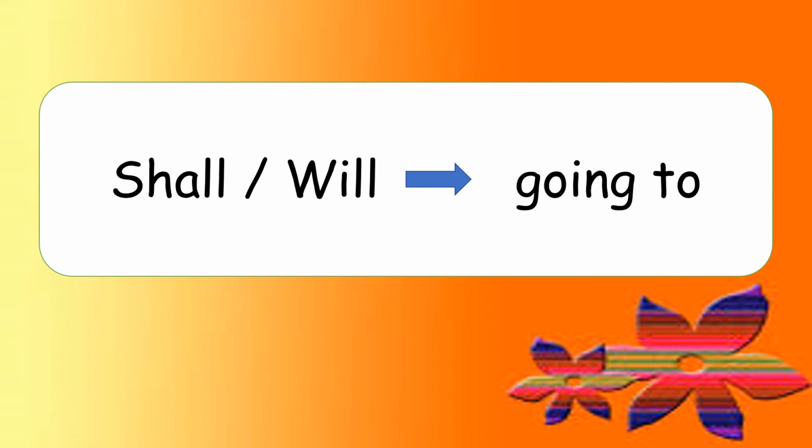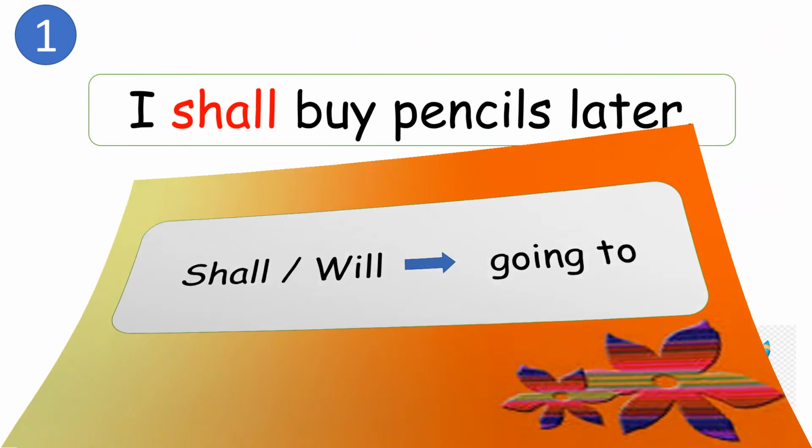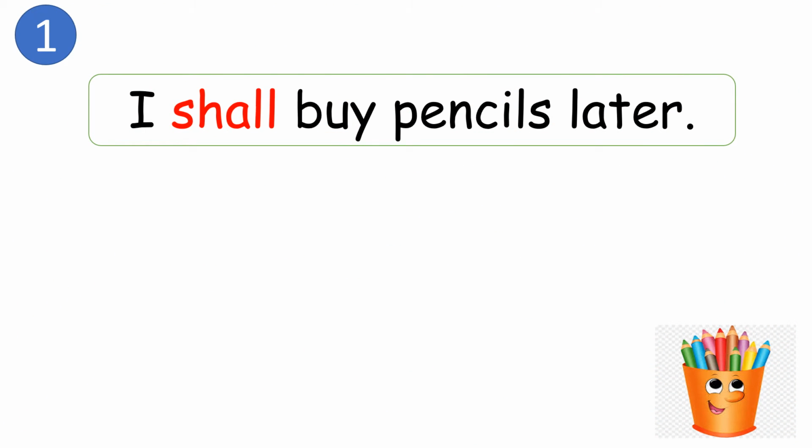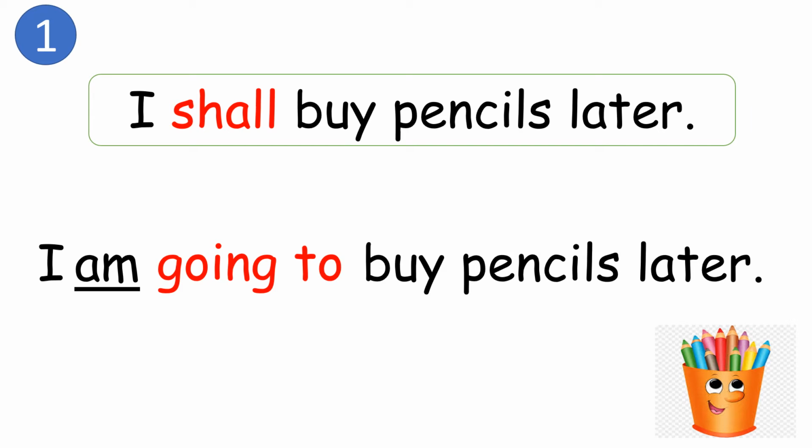This time, I'm going to show you how to change shall and will to going to. Here is our first example. I shall buy pencils later. Change shall to going to. I am going to buy pencils later. Since our subject is I, we have to use the verb am plus going to, and then the rest of the sentence.